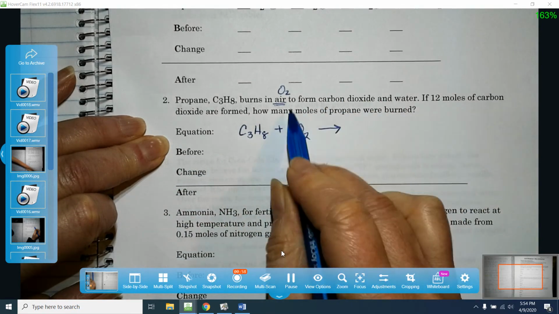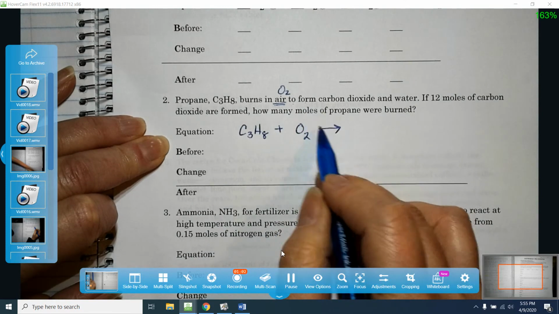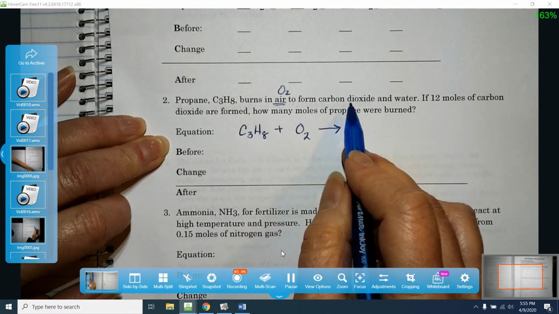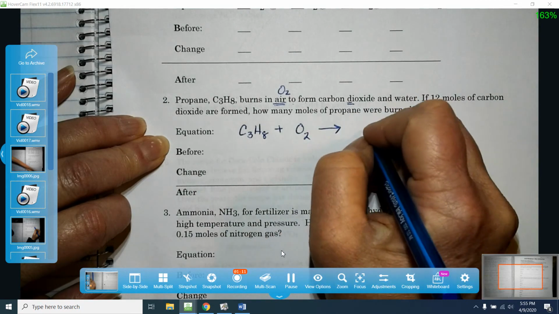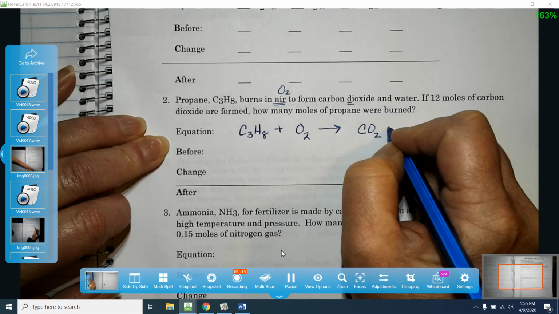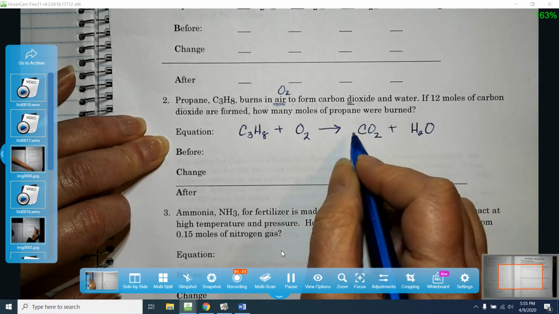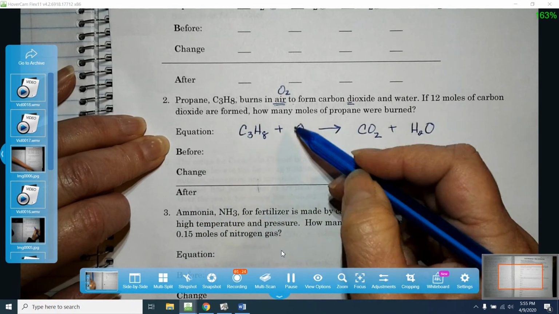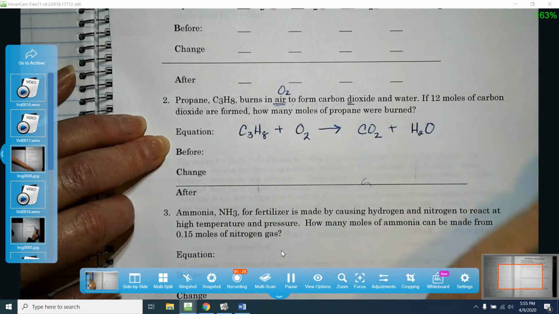And then it says forms. So that's my arrow. That's telling me, okay, now I'm going to be talking about the products. And they are carbon dioxide. Remember, di, that prefix means 2. So carbon dioxide looks like that. And it forms water. Remember to leave space in front so you have room to write your coefficients. Remember to space it out so you can write down your numbers underneath without too much clutter.